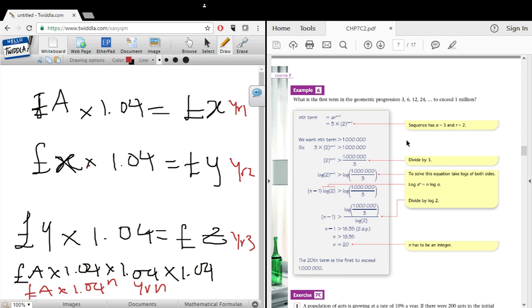Now it's written out for you more for you to view it in words. We want the nth term that is greater than 1 million. So they've input the equation here, and then you can see that they have just simply rearranged.